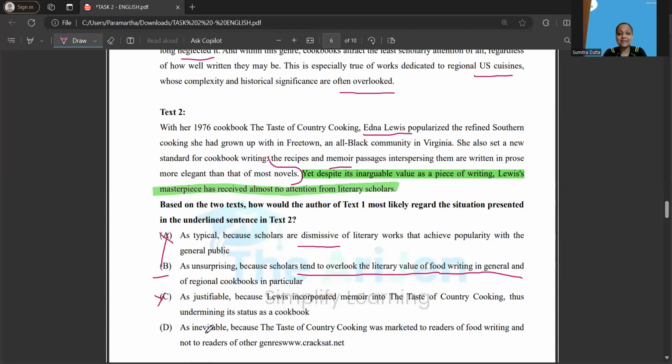Next, as inevitable, because The Taste of Country Cooking was marketed to readers of food writing and not to readers of other genres. Again, it is not mentioned here. About readers, about marketing, nothing is mentioned. Remember, your answer should be based on the text. You cannot assume anything. So again, option D cannot be the answer. Option B is the answer.